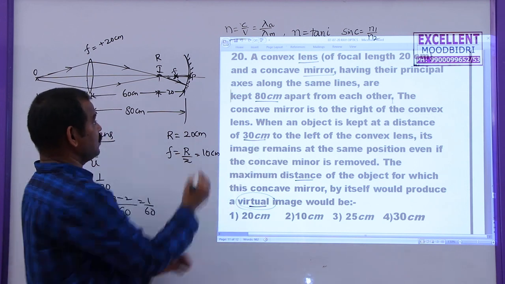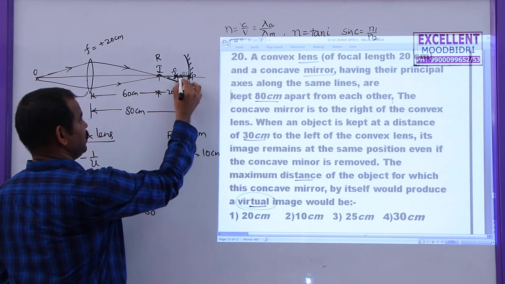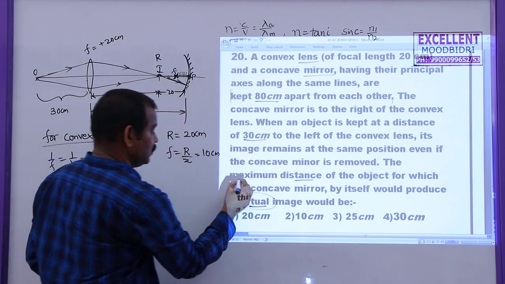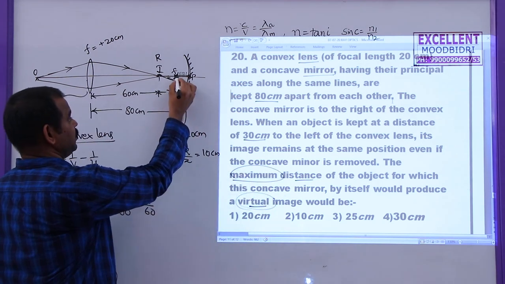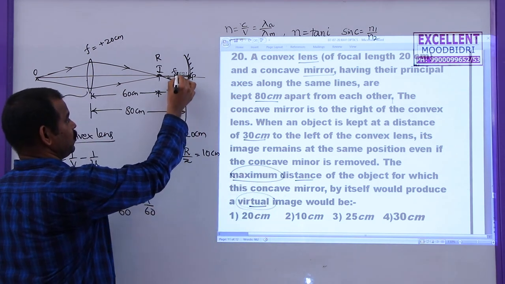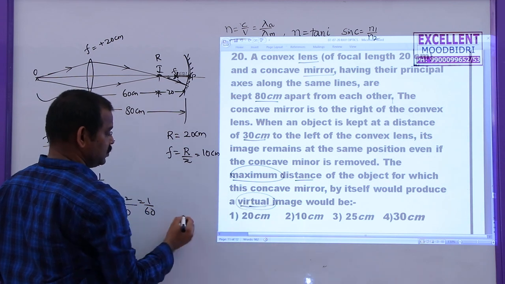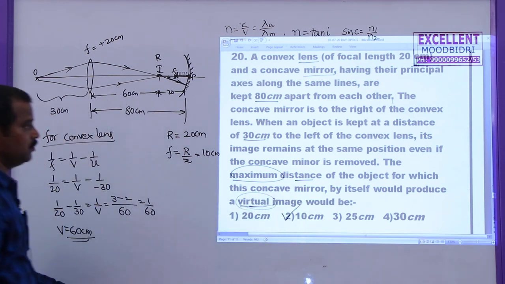But they are asking, that means the object can be placed here, here, here. But the maximum distance means when it is placed just nearer to the principal focus, the image will be virtual. So the answer is 10 centimeters.